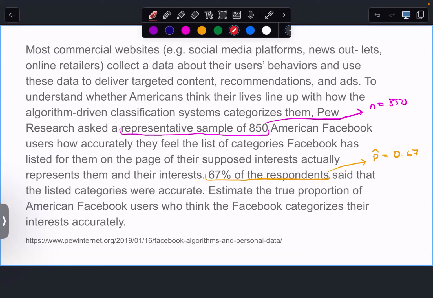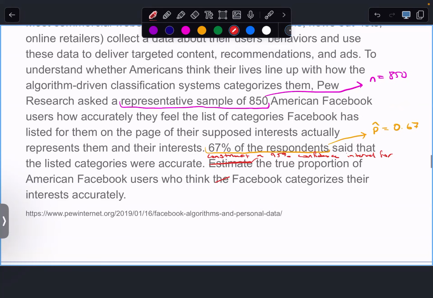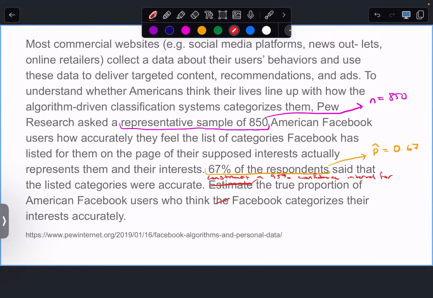And I'm going to change this to be more clear because we've already introduced the concepts. And so it would say construct a 95% confidence interval for the true proportion of American Facebook users who think Facebook categorizes their interests accurately. Let's ditch the rest, although it's fun. Notice how little information we actually need. So there's a huge blurb, right? But we're not actually given a lot of information and we don't need any more information than this.